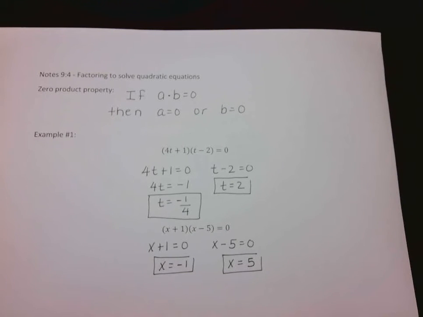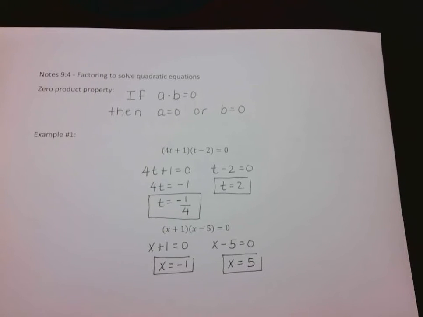Before we talk about that, we have to review the zero product property. Remember what the zero product property says. Whenever you multiply anything by 0, your answer is going to be 0. So in other words, if a times b equals 0, then you know a must have been 0 or b must have been 0. So remember that, and now go to example number 1.